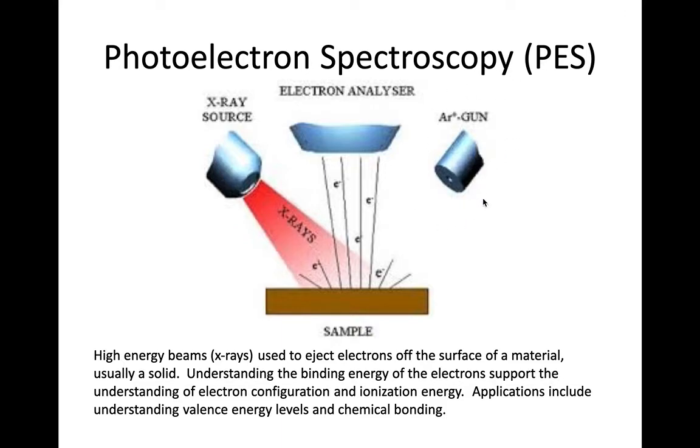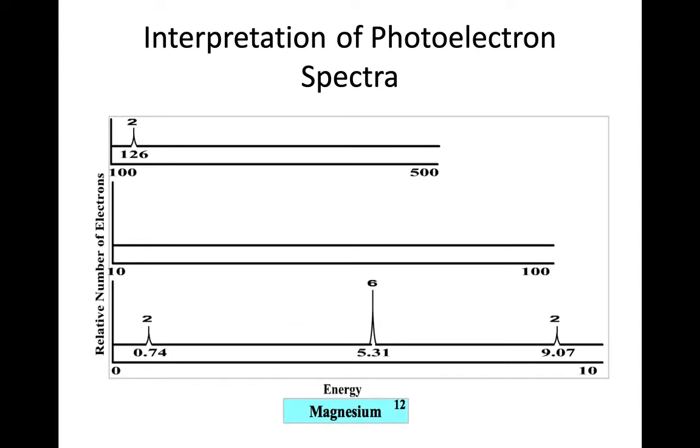Notice there's an argon gun over here. That's just for safety purposes. Argon's an inert gas, remember. We'd rather have that in here than oxygen when we're throwing really high energy stuff at metal and making it eject electrons. We'd rather this whole thing not start combusting, so there's an inert gas to make sure there's no oxygen. So these results might look something like this.